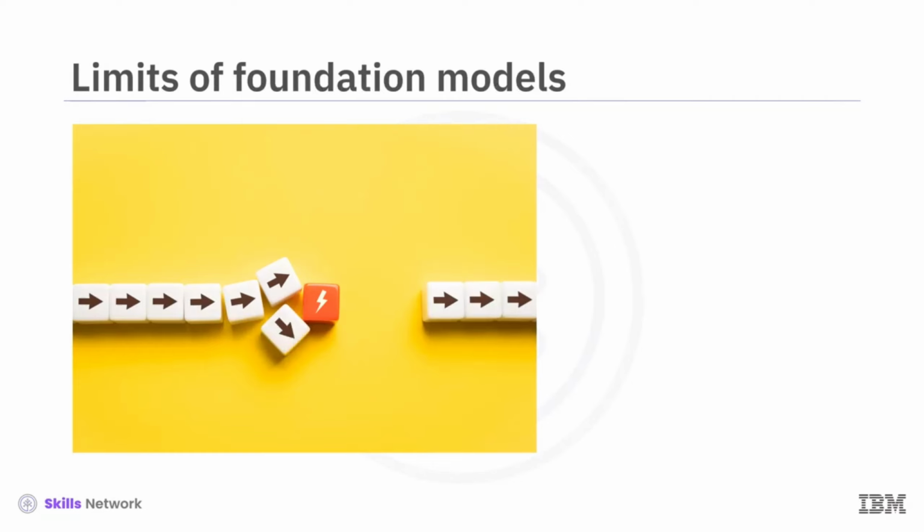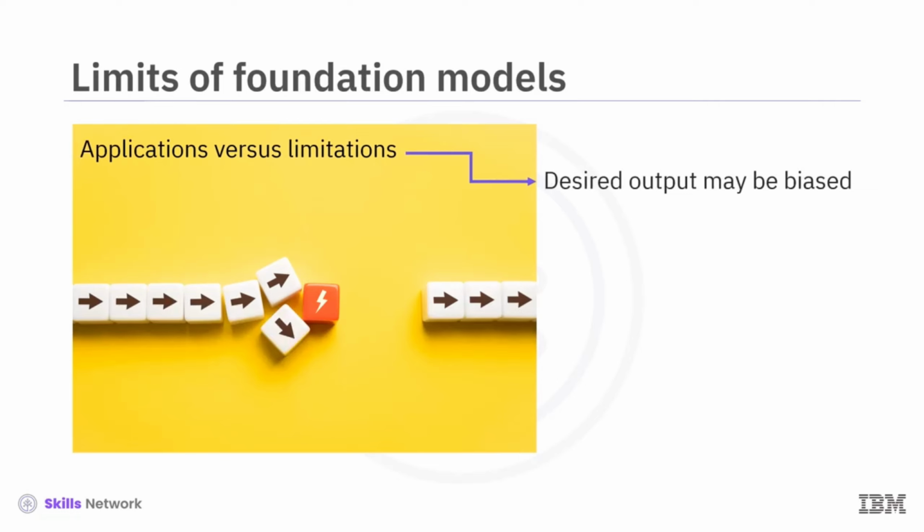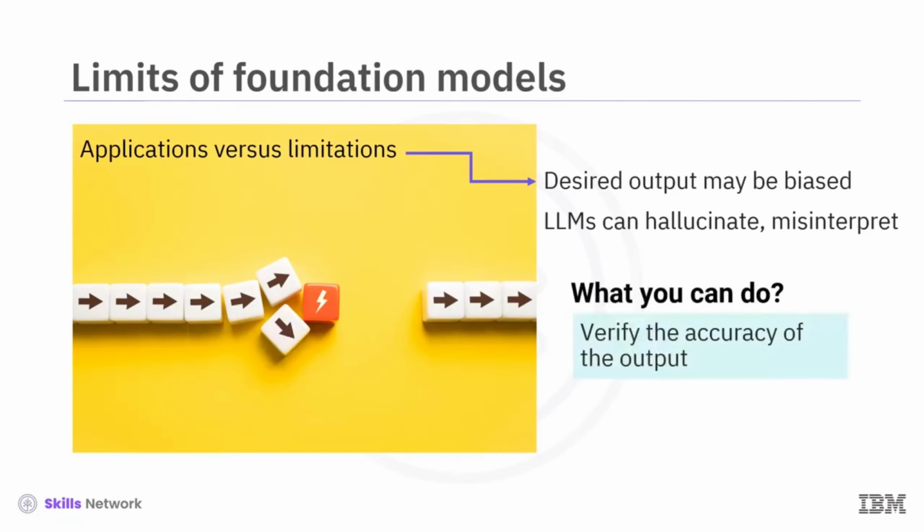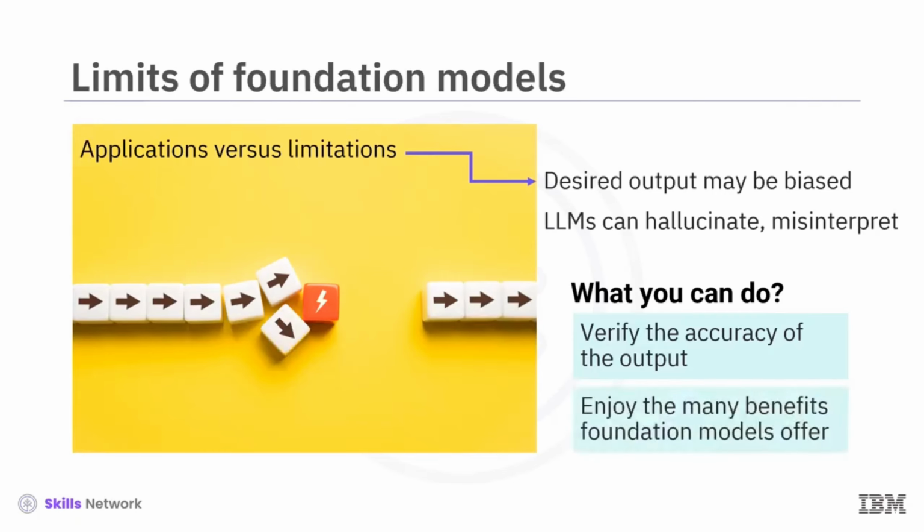As foundation models evolve in their strengths and applications, we have seen some limitations. Firstly, the desired output may be biased if the data on which the foundation model is trained is biased. Secondly, LLMs can hallucinate responses. That means they generate false information because they misinterpret the context of data parameters within a dataset. Therefore, you must verify the accuracy of the output produced by a generative AI chatbot. With a little caution, you can enjoy the many benefits foundation models offer.